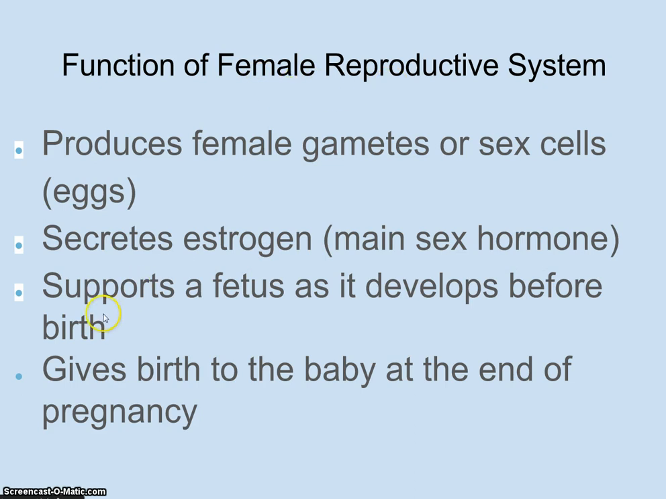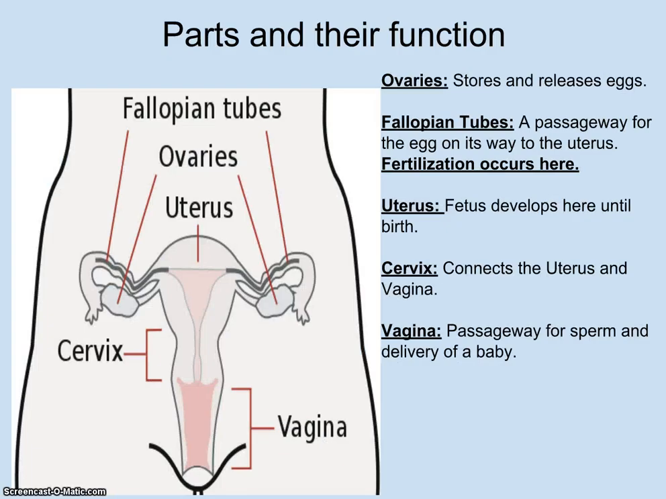That's super important. The female reproductive system supports a fetus as it develops before birth, and finally gives birth to a baby at the end of pregnancy. That is the whole purpose that we have a female reproductive system. Okay, quick review of the parts and their functions. The ovary stores and releases eggs.